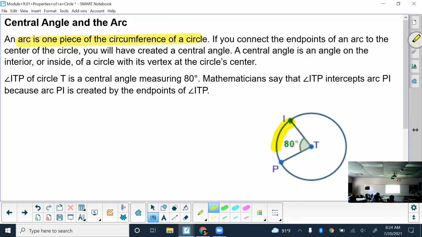So over here on the picture, if you want to highlight that, draw it, whatever. That's one piece of the circumference of the circle. That is my arc. If you connect the endpoints of an arc to the center of a circle, so how they did here, like that, they connected it to the center, you will have created a central angle. So this right here is your central angle.